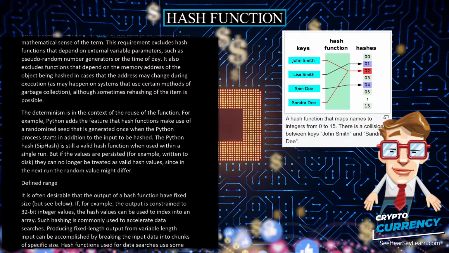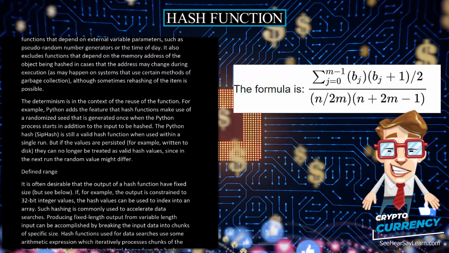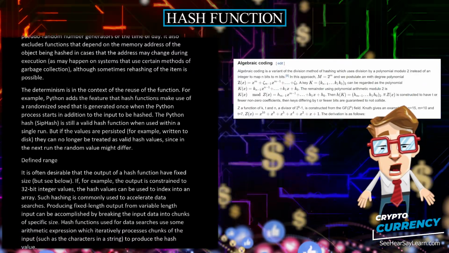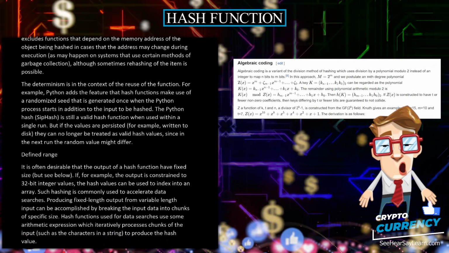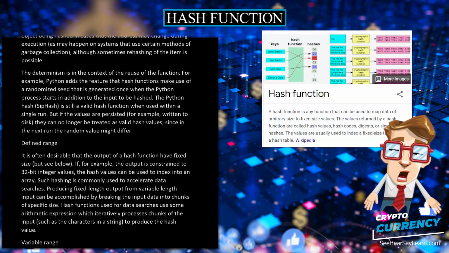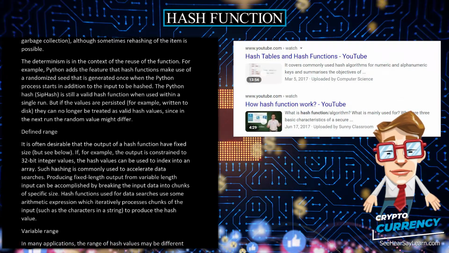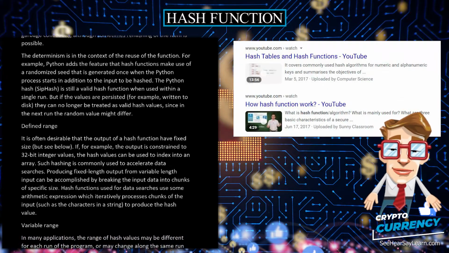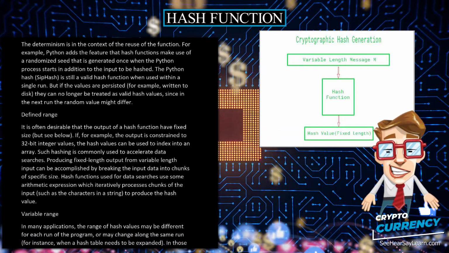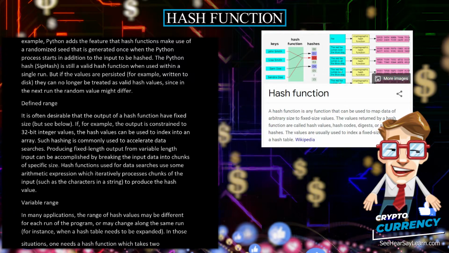Variable range. In many applications, the range of hash values may be different for each run of the program, or may change along the same run, for instance, when a hash table needs to be expanded. In those situations, one needs a hash function which takes two parameters, the input data z, and the number n of allowed hash values. A common solution is to compute a fixed hash function with a very large range, say, 0 to 2^32-1, divide the result by n, and use the division's remainder. If n is itself a power of 2, this can be done by bit masking and bit shifting.